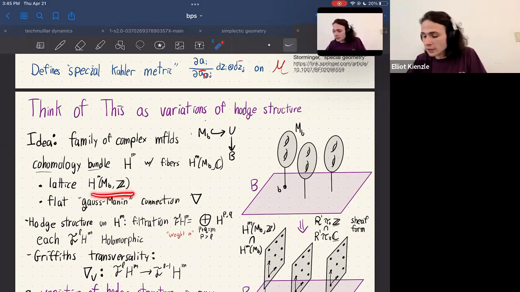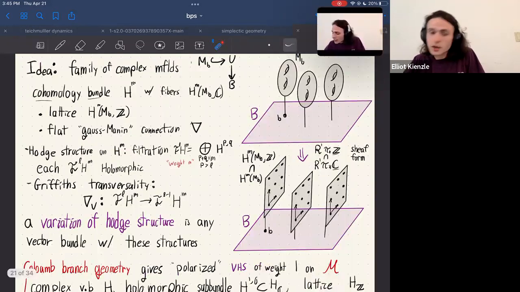It has an integer lattice by taking the integer cohomology. It has a nice flat connection, the Gauss-Manin connection, which you can think of as just taking your homology or cohomology class in this fiber and moving it over to this other fiber. And so it gives you a way to move your sections from one place to another. And it has a Hodge structure.